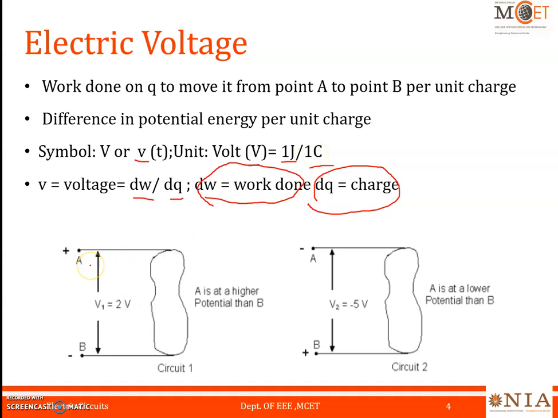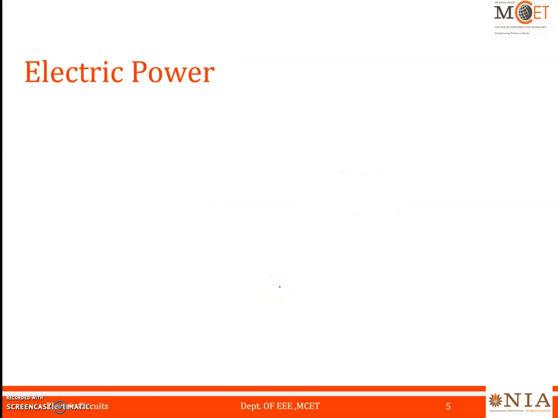See here also you will have a positive voltage or negative voltage. If A is at a higher potential with respect to B, then we say it is a positive potential. If A is at a lower potential with respect to B, then we say it is a negative potential. It is represented by minus here and here it is represented by plus voltage.